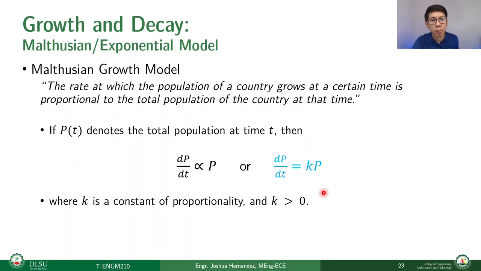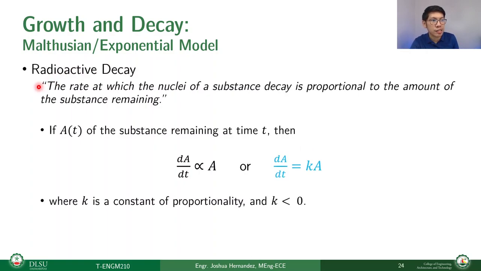Okay. Now, hindi lamang sa population, at least ng human beings natin siya makita, kagaya nga nang nabanggit ko kanina, meron din sa bacteria, radioactive material. Kagaya na lamang dito sa second natin, which is radioactive decay. So radioactive decay naman, the rate at which the nuclei of a substance decay is proportional to the amount of the substance remaining. If A of T is the substance remaining at time T, then the rate at which the nuclei of the substance decay, ito yun, dA over dt, is directly proportional to the remaining substance A. Kagaya din kanina, if there is a proportional relationship, we can introduce a proportionality constant. Where K here, kung siya ay radioactive decay, ay less than 0.